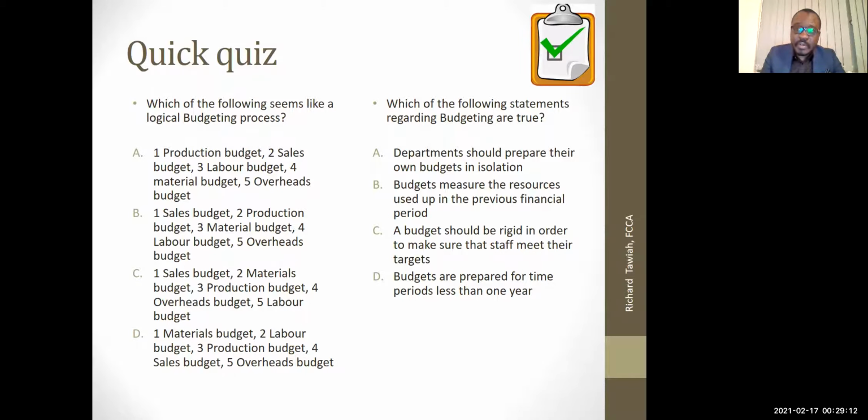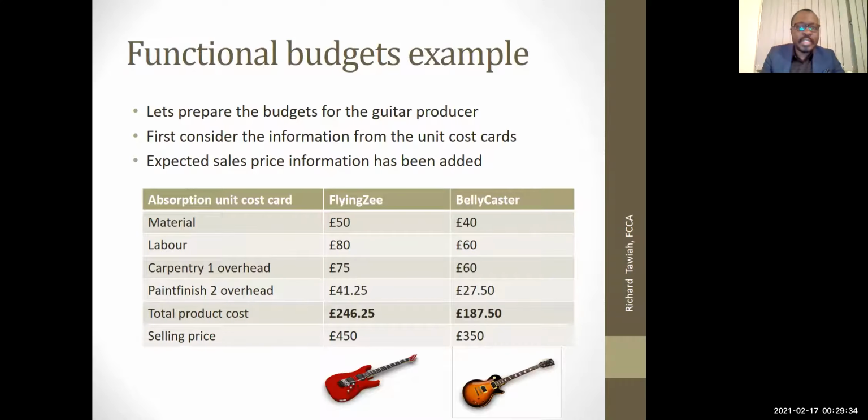Should it be rigid or flexible? Budgets are prepared for time periods less than 1 year, or 1 year into the medium term? Remember it is shorter term, yes, but is it less than 1 year? Ask yourself, and go through: is any of these correct, or are all of them not correct? Okay, so we take these examples.